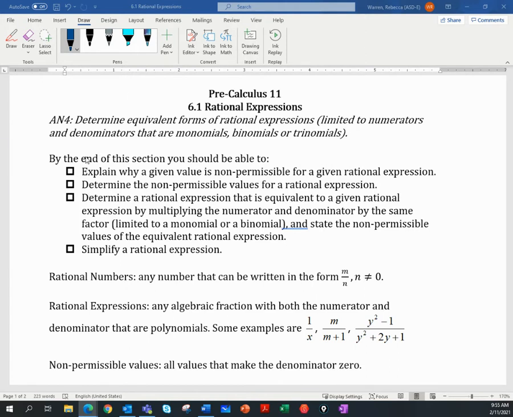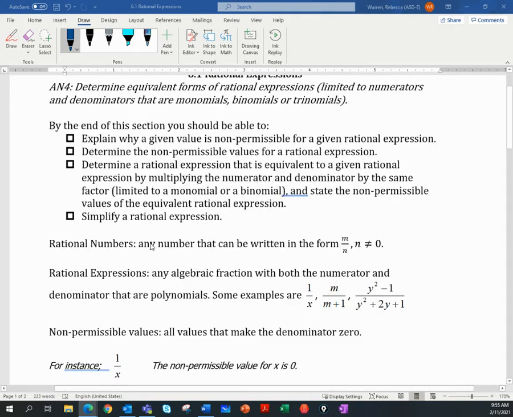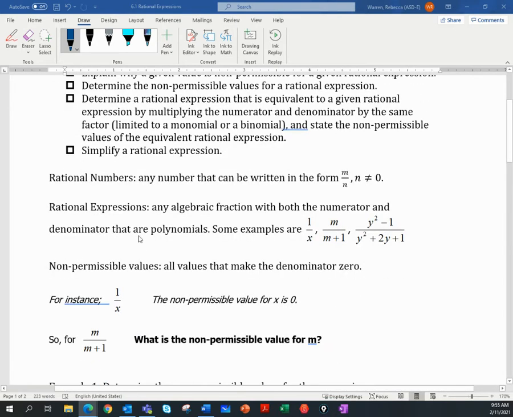So you'll notice on these notes that the first thing just talks about what you'll be able to do by the end of this section. So you can take some time to look through those. Maybe when we're done 6.1, you will be able to hopefully check off all of these boxes. So you can read those on your own. You don't need me to read to you.